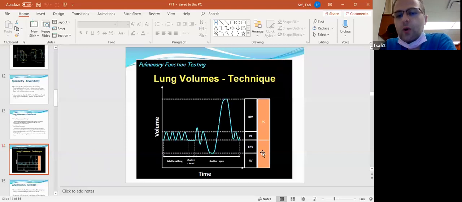Now, what is the functional residual capacity? It's the amount of air that remains in the lung after a normal exhalation. So when somebody is in a body box, you ask him to expire normally, and then you measure the amount of gas that remains in their lungs. That's what we call the functional residual capacity, and that's how you measure the residual volume.